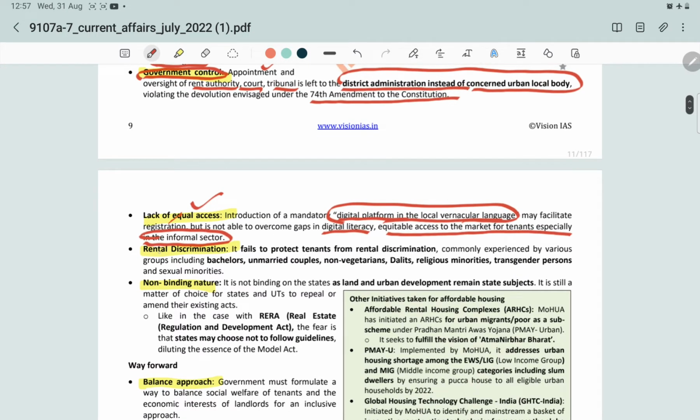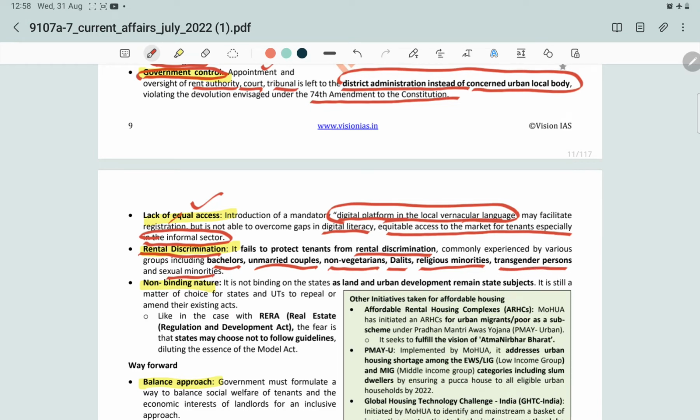Then there is rental discrimination. It fails to protect the tenants from rental discrimination, commonly experienced by various groups including bachelors, unmarried couples, non-vegetarians, Dalits, religious minorities, transgender persons, and sexual minorities.